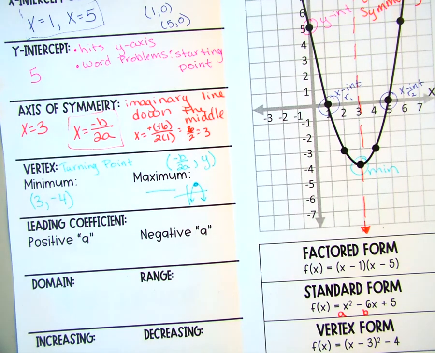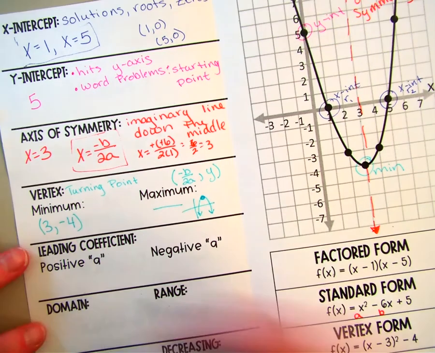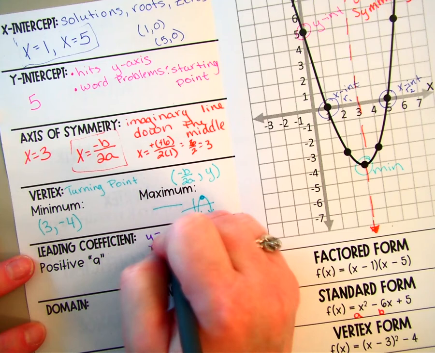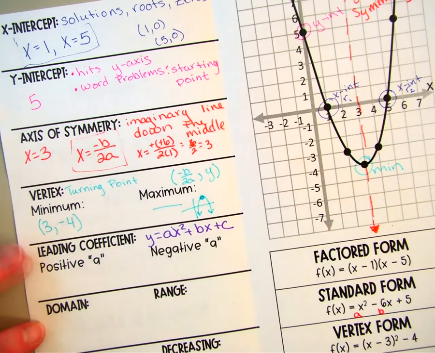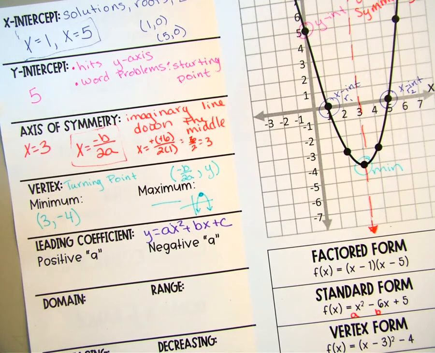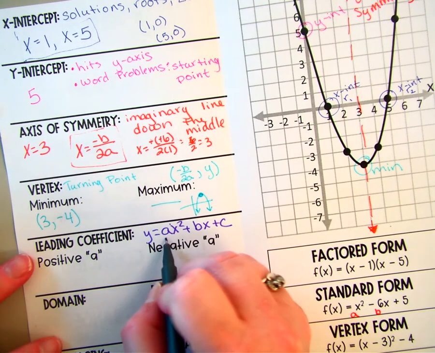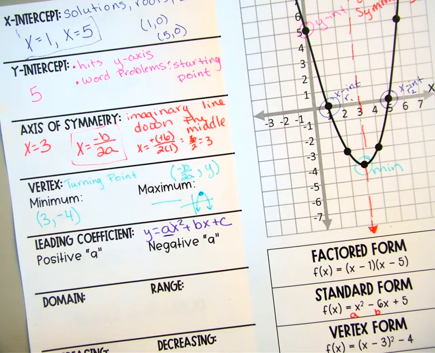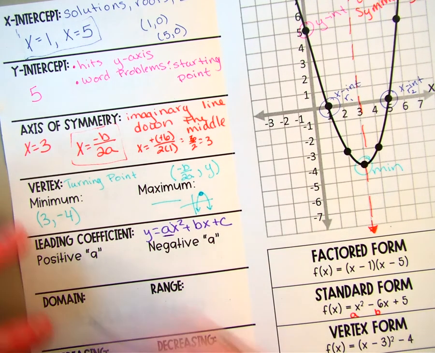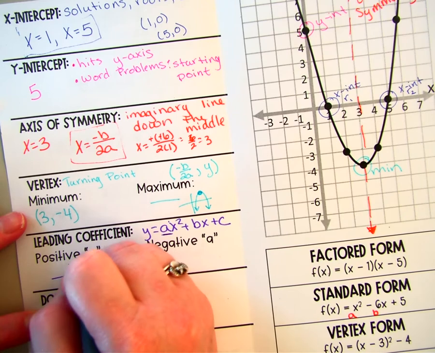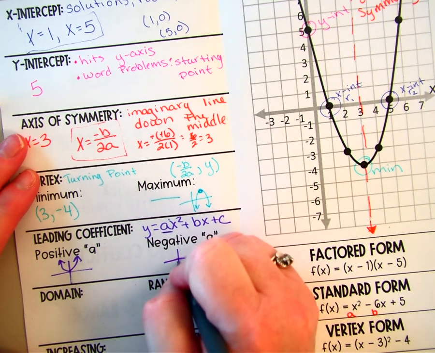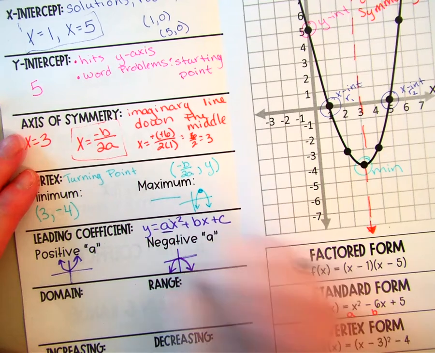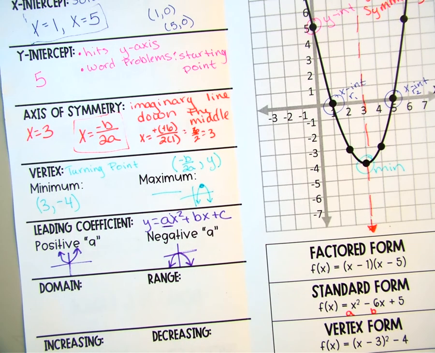Okay, our next portion, leading coefficient. So again, if we are in standard form, which is y equals ax squared plus bx plus c, your leading coefficient, so that value right there in front of your x squared, if it is positive, that just means your parabola is going to open up. If that a value is negative, that means your parabola is going to open down.